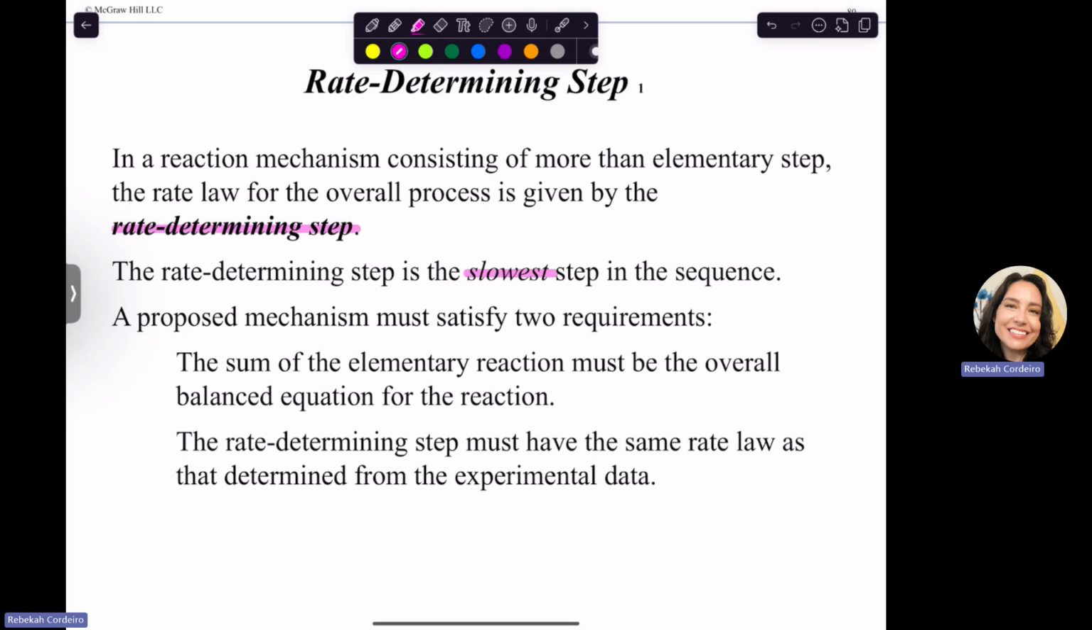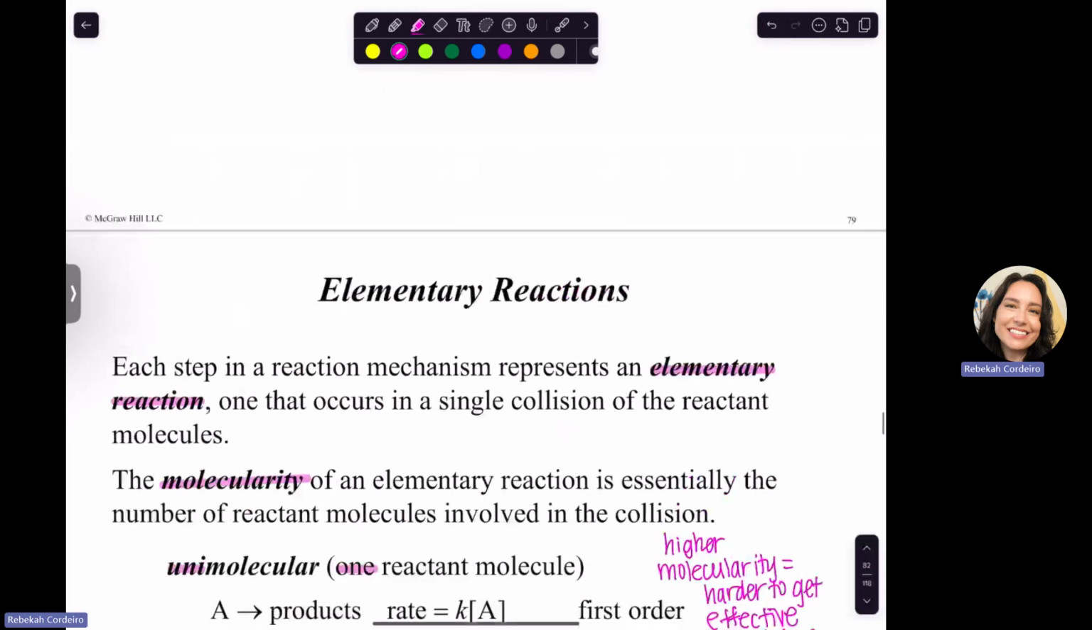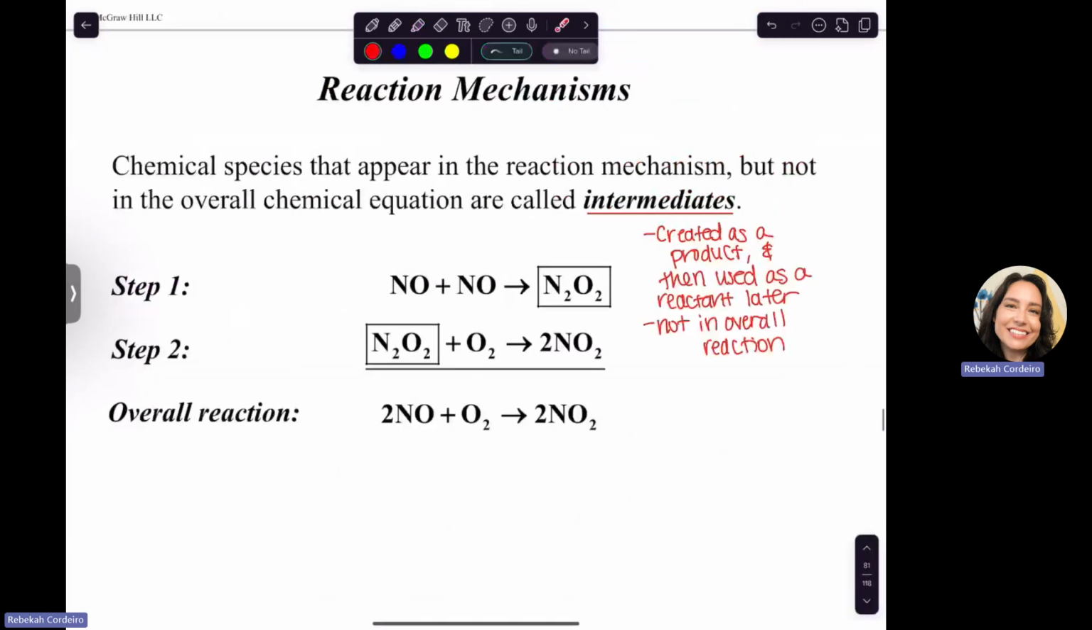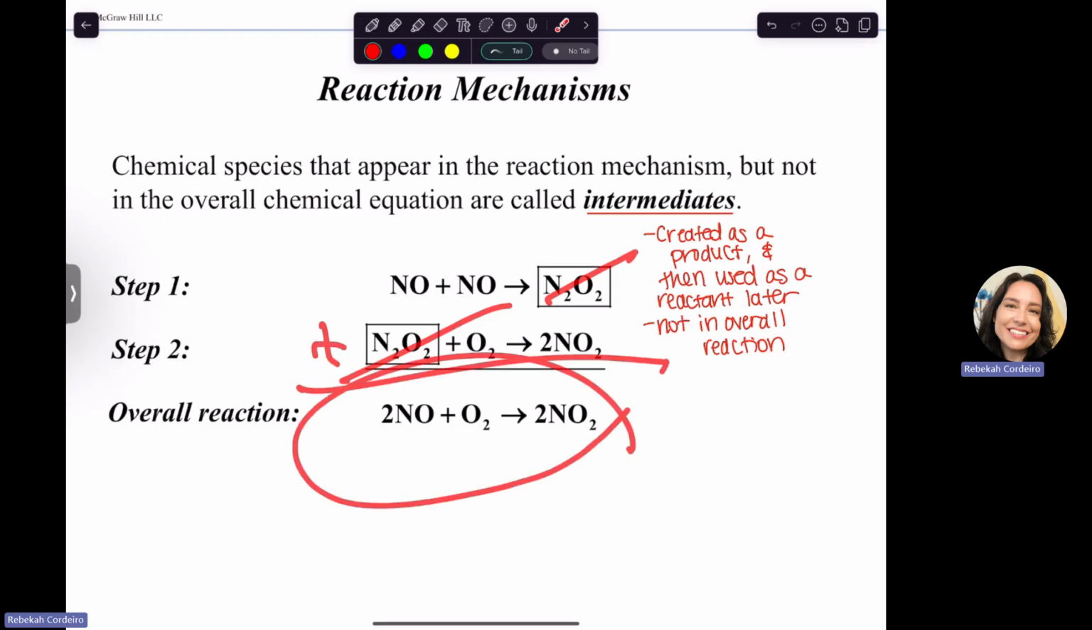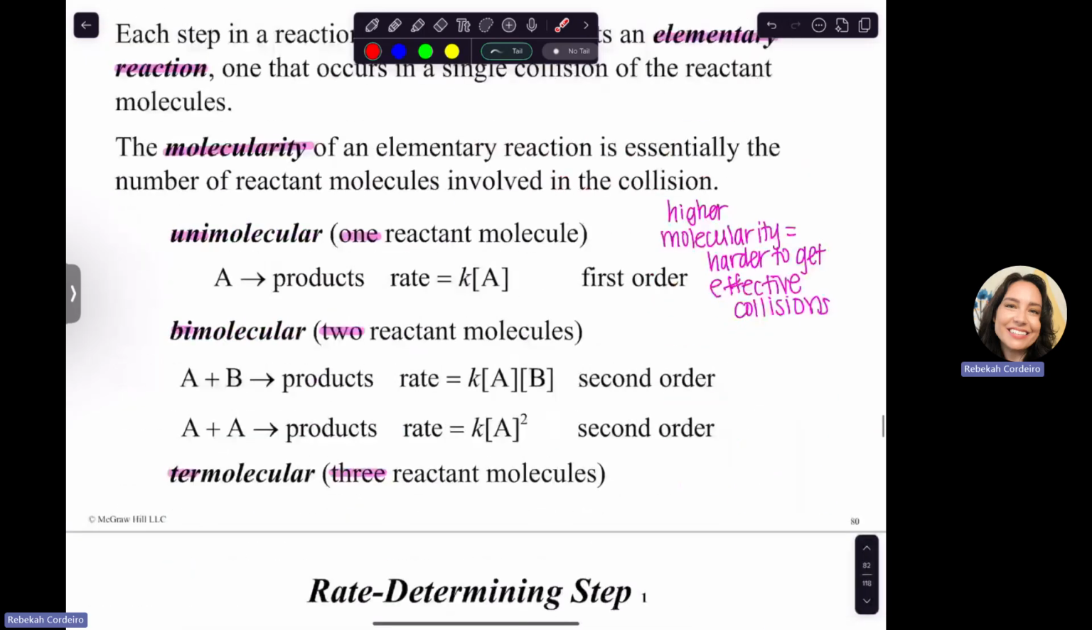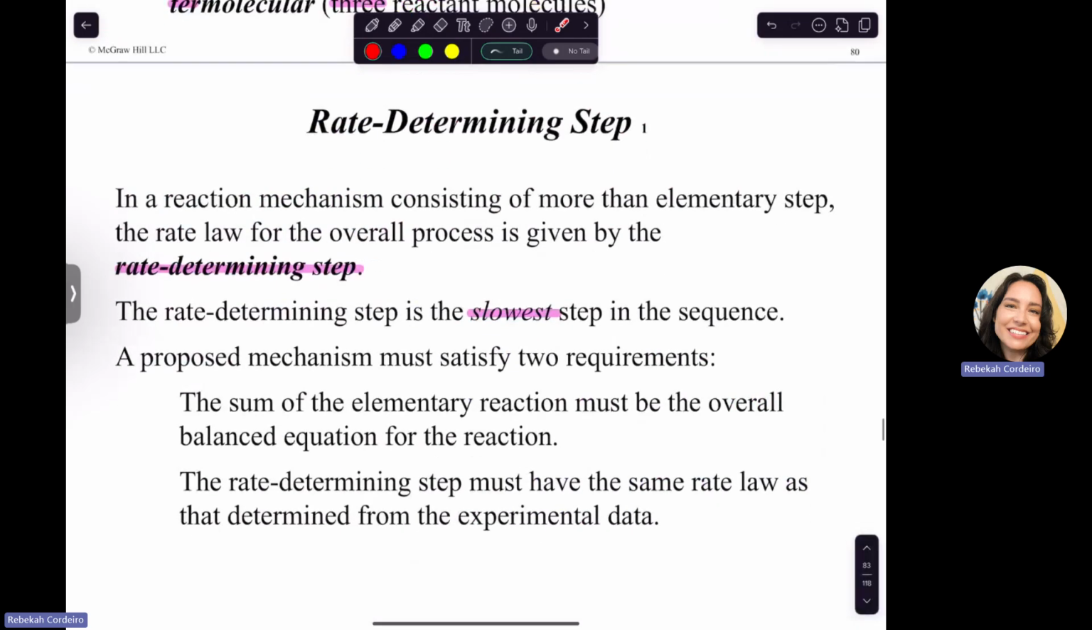And then if you added up the elementary reactions and you didn't get the overall reaction, we're not talking about Hess's law, where we can move them around. We are not allowed to move them around. If I can't just look at it and add these up to get the overall reaction, then it's not a good mechanism. So we'll have to go back to the drawing board there.